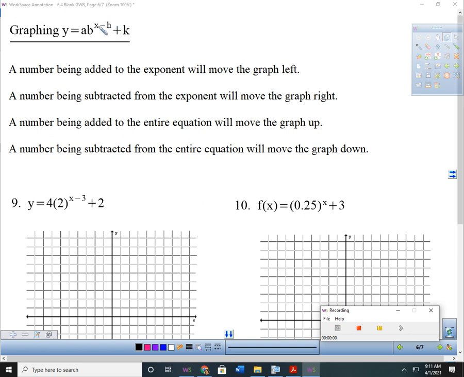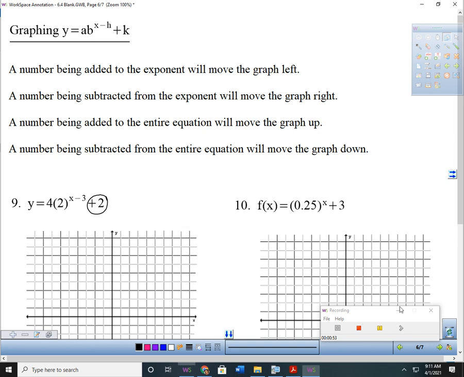It's always going to be the opposite of what you think. So if I have x minus 3 up here, it seems like that would be 3 to the left, but it's really going to be 3 to the right. If I add or subtract a number right here, on level, to this whole equation, if I add, that will move my equation up, and if I subtract, that will move my equation down. So this number tells you what number you're approaching.